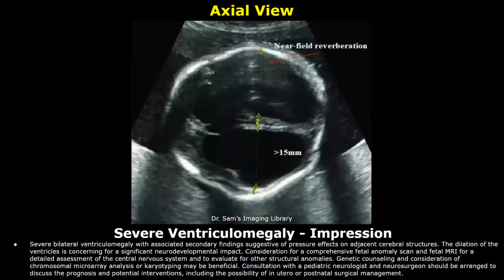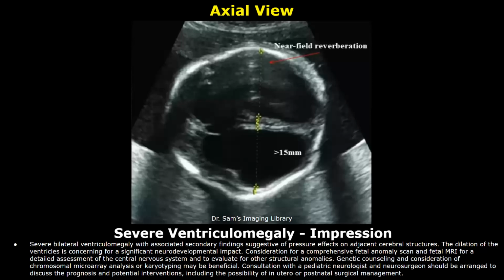Here is the impression. Severe bilateral ventriculomegaly with associated secondary findings suggestive of pressure effects on adjacent cerebral structures. The dilation of the ventricles is concerning for a significant neurodevelopmental impact. Consideration for a comprehensive fetal anomaly scan and fetal MRI for a detailed assessment of the central nervous system and to evaluate for other structural anomalies.